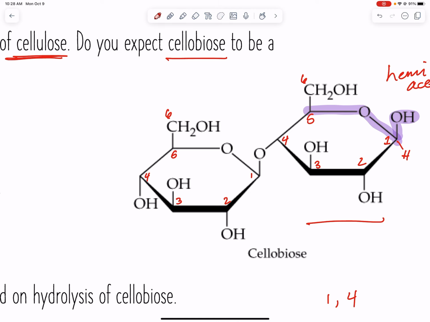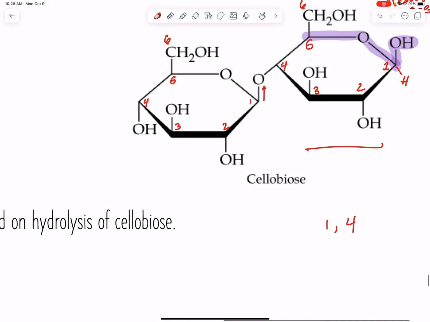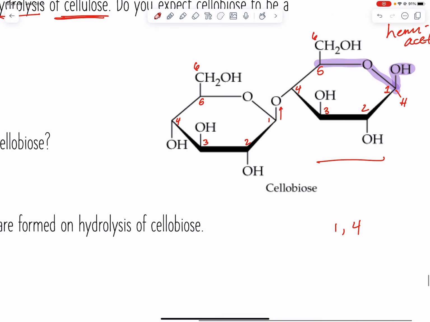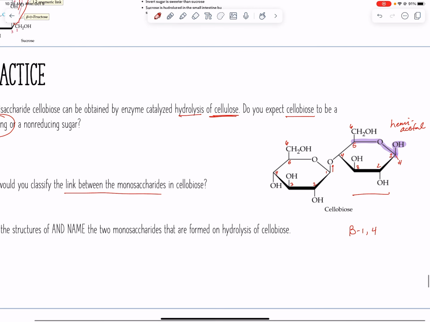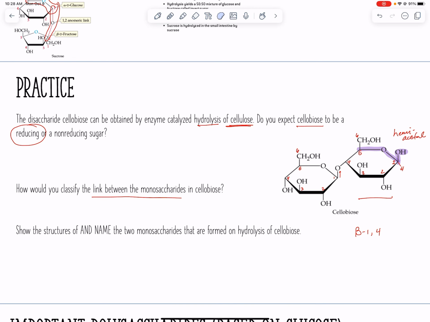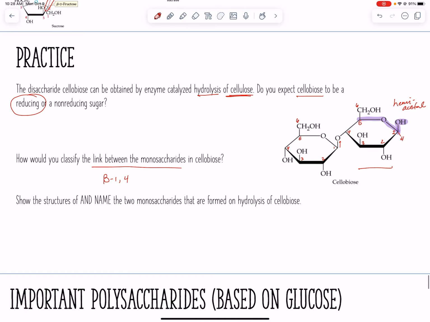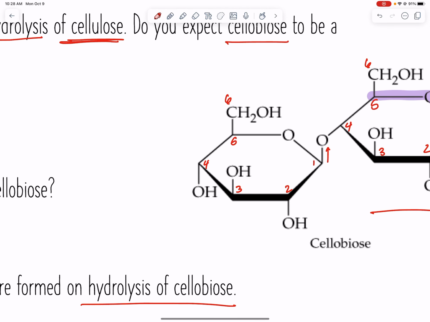And because the orientation of the bond is up above the plane of the ring, we started with a beta monomer of whatever monosaccharide this was. So it would be beta 1,4 glycosidic bond. So I might move that over here. This is beta 1,4. This says, show the structures and name the 2 monosaccharides that are formed upon hydrolysis of cellobiose. So if we hydrolyze this with water, H and OH, and we break this bond, and we put the OH back on this carbon, and we put the hydrogen back on that oxygen, what 2 monomers would we get?